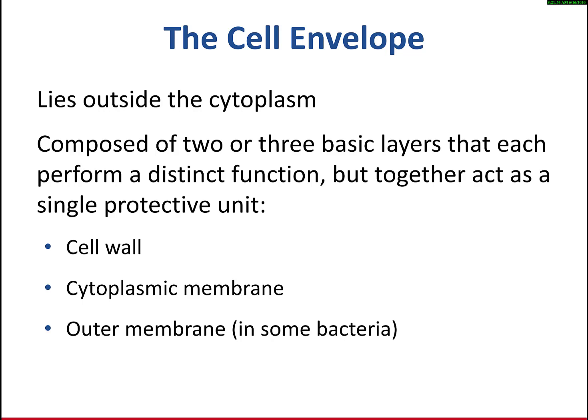The cell envelope is composed of two or three basic layers that perform a distinct function, but together, collectively, act as a checkpoint or a protective unit: the cell wall, the cytoplasmic membrane, and the outer membrane in some bacteria. Okay, why did I say in some bacteria?